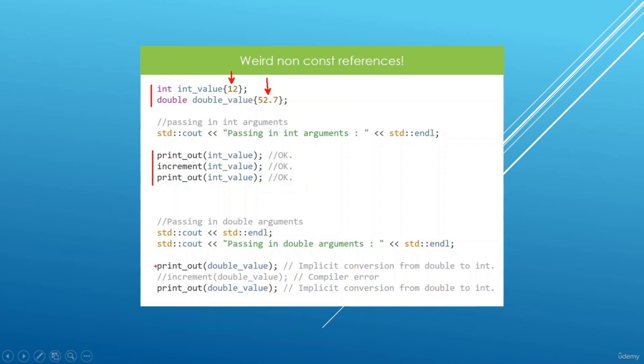But when we happen to pass a double, and remember, these functions were taking references to int, you're going to see that the calls to printout here are going to work, but we're going to get a compiler error if we pass in our double value here. And we're going to analyze why this is the case.